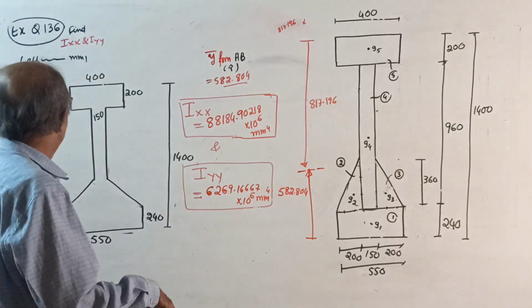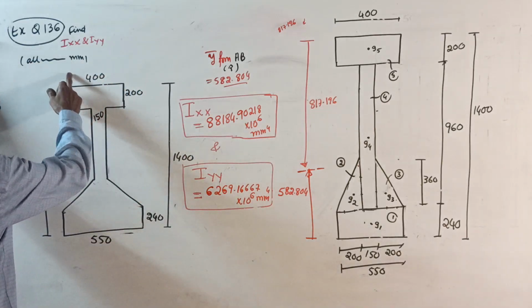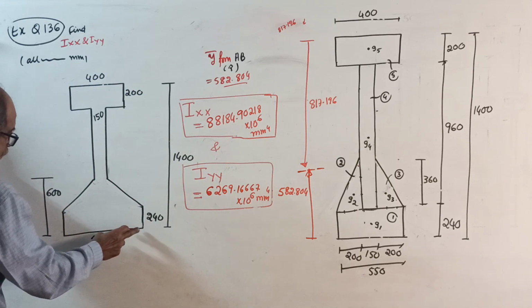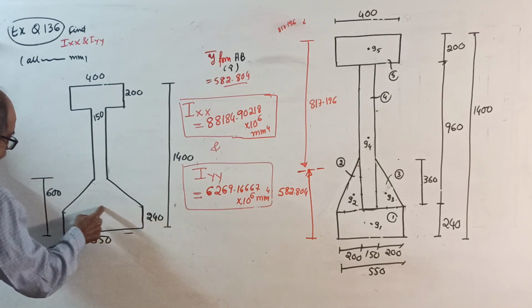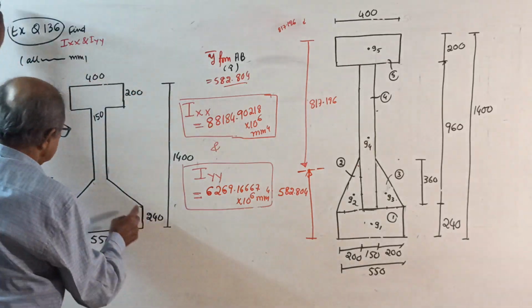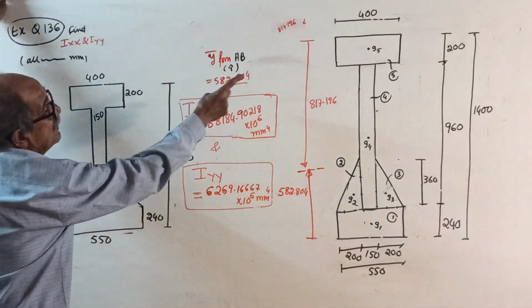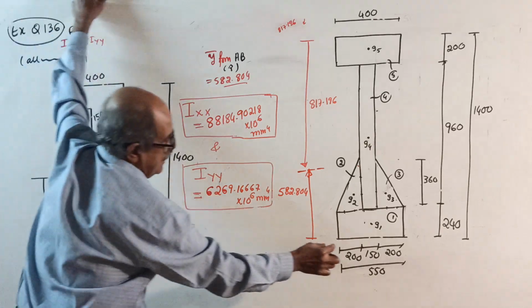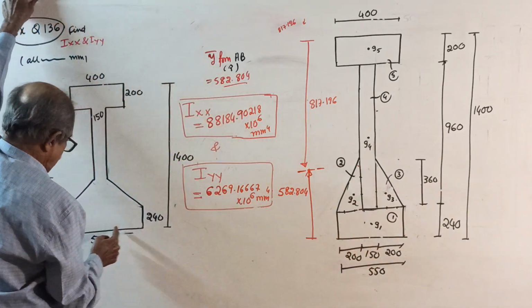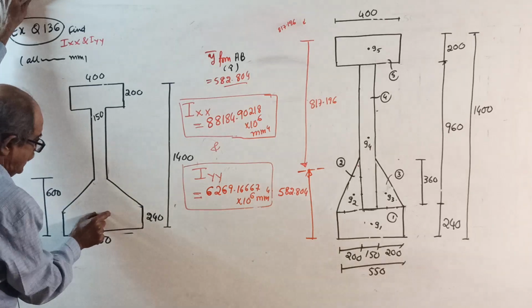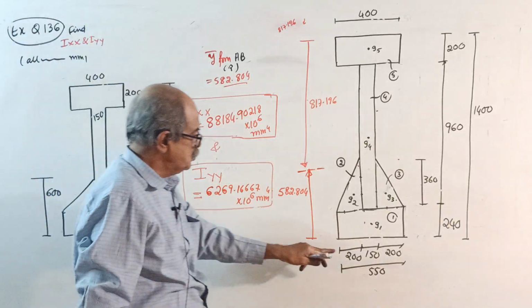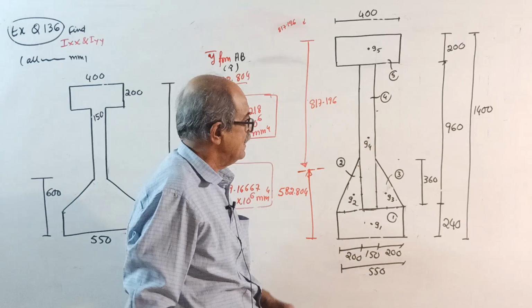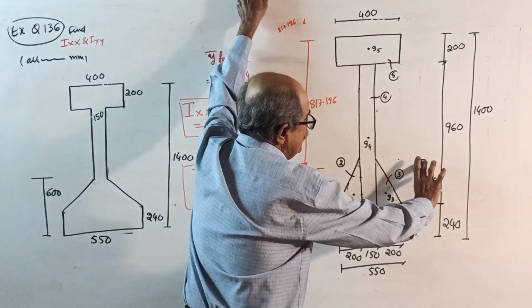Okay, see correctly. All dimensions in millimeter, what I am doing. 550, 240. Okay, done. 400, 200. Okay. 150, okay, 150. Total 550. This is 150 divided by 2. 200, 200. Base of the triangles. How to fix the height of the triangle?